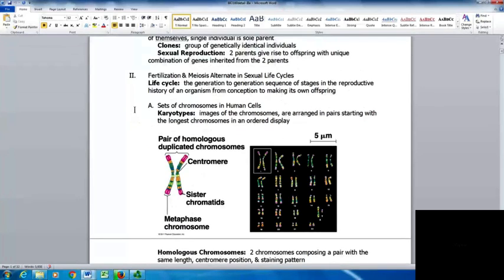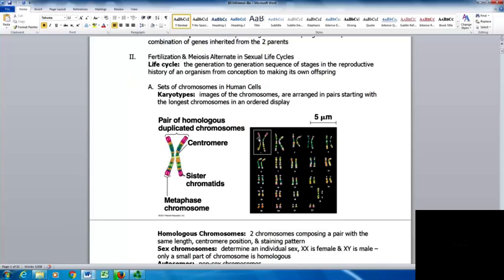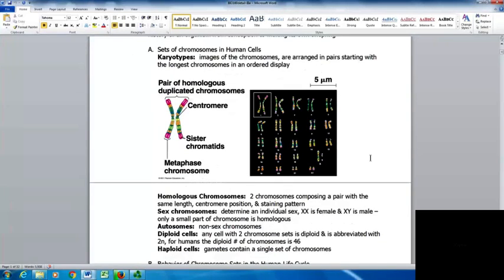So we can look at the chromosomes in an individual. A karyotype is just an image of the chromosomes. They get arranged in pairs, starting with the longest chromosome to the shortest, and then finally with the sex chromosomes, and they're in an ordered display. So you try to pair them up where they're going to have similar staining patterns and similar centromere locations. Homologous chromosomes are two chromosomes composing a pair with the same length, same centromere position, and same staining pattern. So here you've got the two homologous chromosomes.